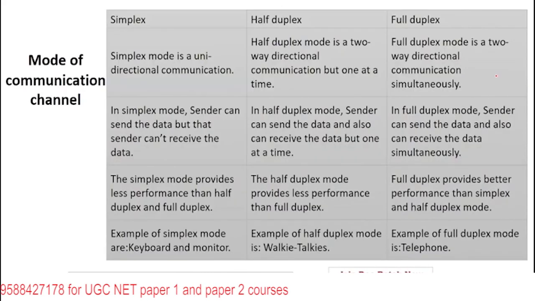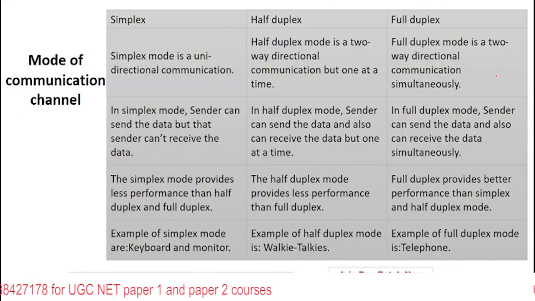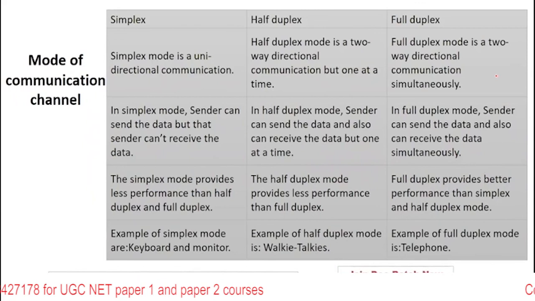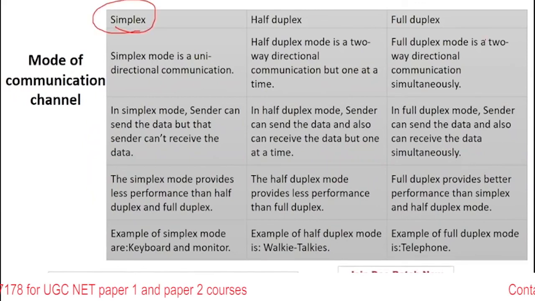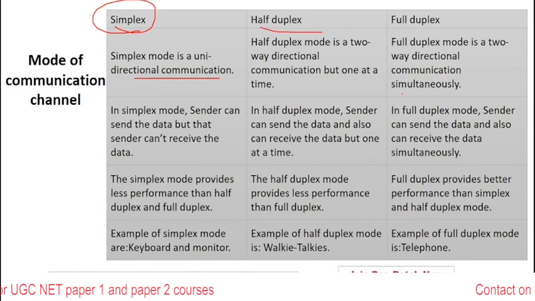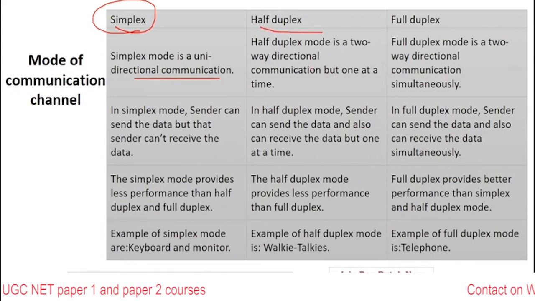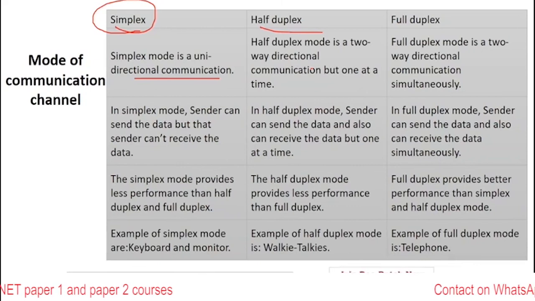Then coming to the topic called modes of communication channel in the form of ICT. Let's see what these modes are. They are called simplex, half duplex, and full duplex. When I say simplex, it is unidirectional, one direction. When I say half duplex, it is two-way, but one at a time. When I say full duplex, it is two-way, but simultaneously. But if you want to make it happen at the same time, you can use a full duplex.